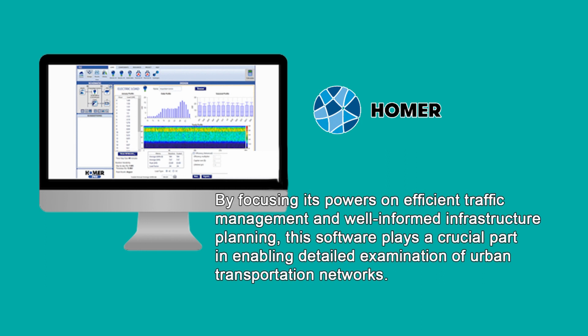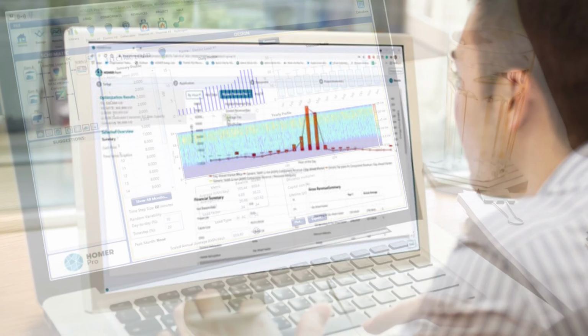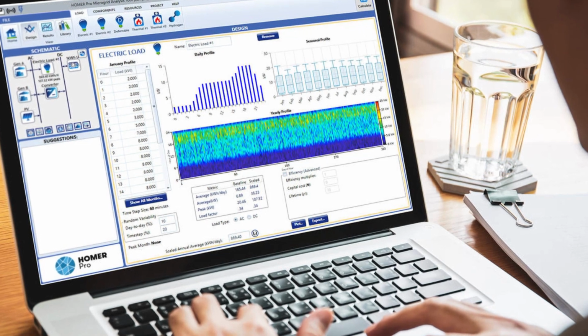Homer. By focusing its powers on efficient traffic management and well-informed infrastructure planning, this particular software plays a crucial part in enabling the detailed examination of urban transportation networks. The importance of Homer in the complex web of urban mobility resides in its capacity to pore over the details of transportation dynamics. The software equips urban specialists to build complex models that will faithfully reproduce the complex interactions between autos, people and transportation networks with a concentration on micro simulation. Planners can better understand traffic patterns, bottlenecks and also prospective improvement locations by analyzing these models.